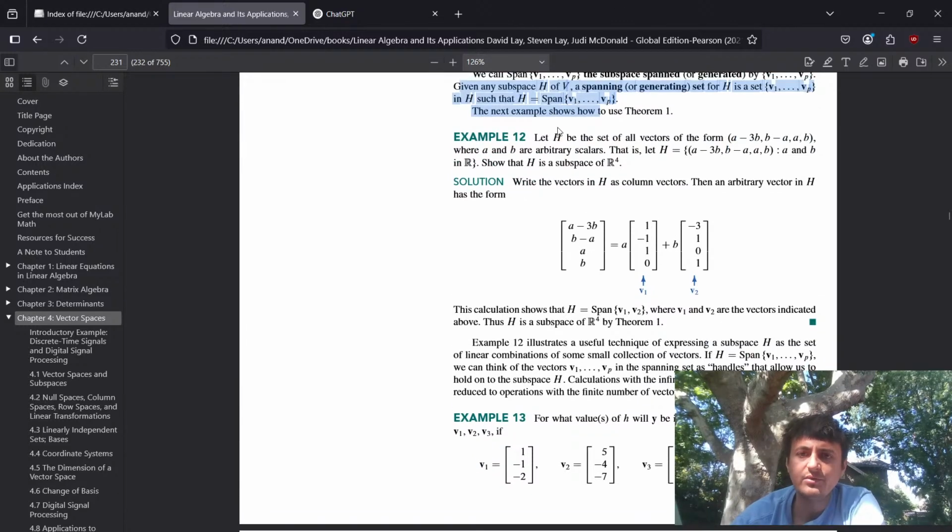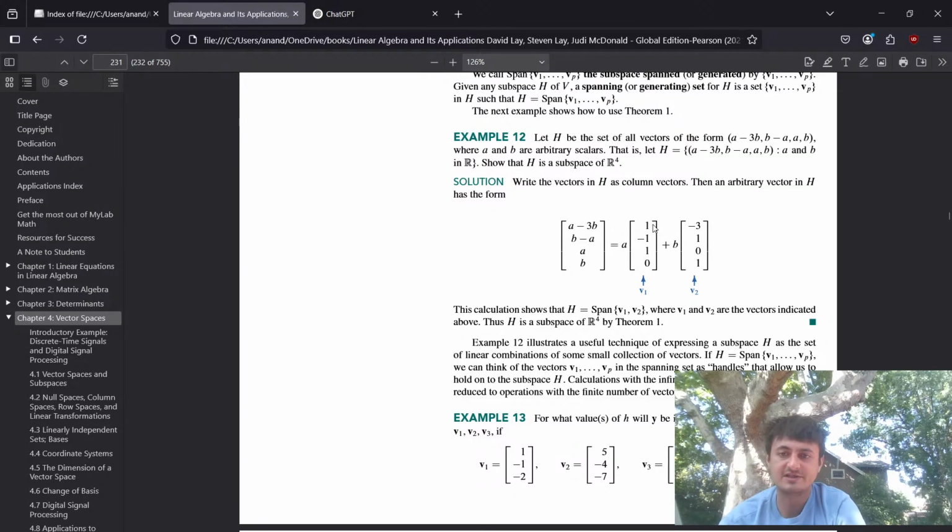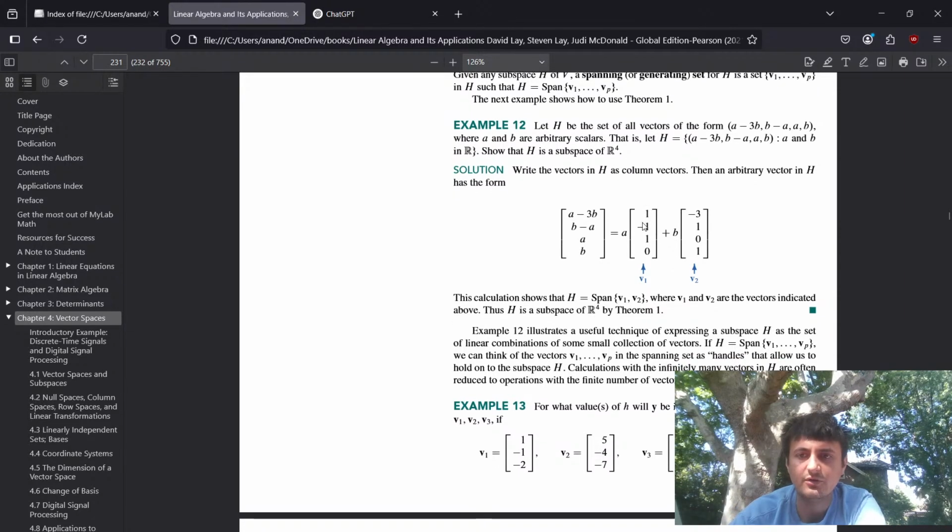Okay, here's a good example because it's a little computational. So we have this formula for a 4 vector, a minus 3b, b minus a, b. And we do this thing that we used to do, a parametric vector form or whatever it's called, where you write it in terms of column vectors. And you can see that since you only need 2 column vectors, this must be, first off, a subspace because it's represented as a linear combination. So that's all you have to do.